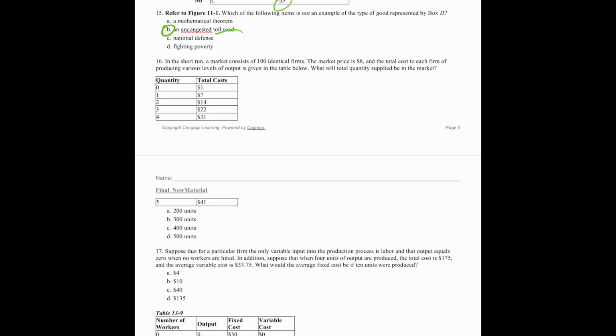Well, we always produce where we maximize profit, at marginal revenue equals marginal cost. We know that here the marginal revenue is always going to be the market price because it's a perfectly competitive firm, so let's find the marginal costs. The marginal cost of moving from 0 to 1 is 6. The marginal cost of moving from 1 to 2 is 7. The marginal cost of moving from 2 to 3 is 8. The marginal cost of moving from 3 to 4 is 9.